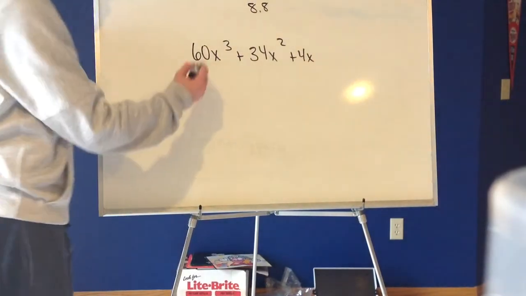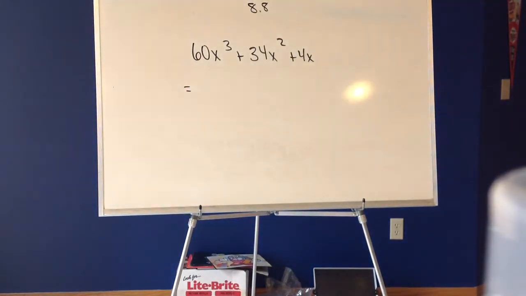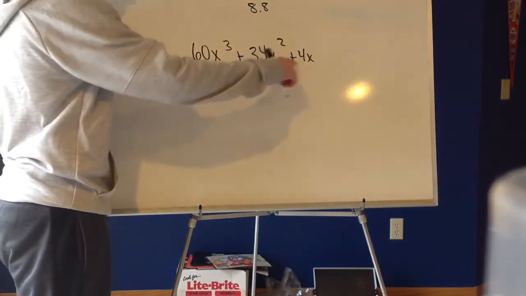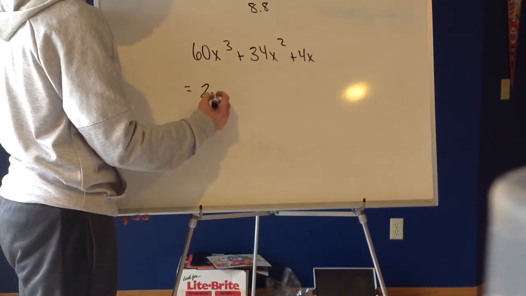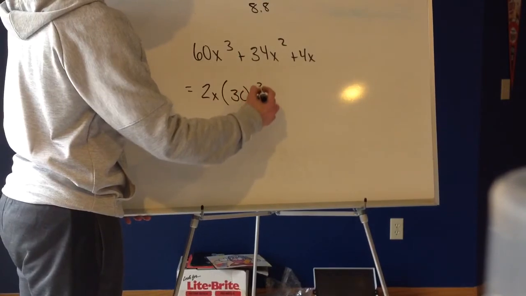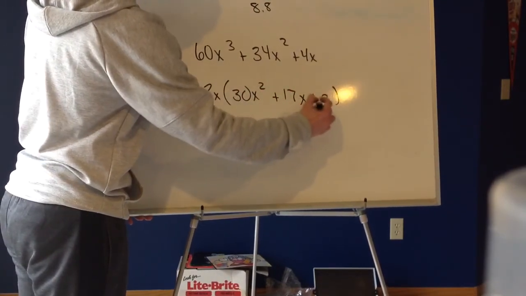Now you'll notice this is 3 terms, so this goes back to what we've been doing the past few days, not what we did today. Very important you recognize how many terms you have because it's going to tell you how to factor. So we've got to make sure we keep track of that. You'll notice you do have a GCF here, which is 2x. So I'll end up with 30x squared plus 17x plus 2.